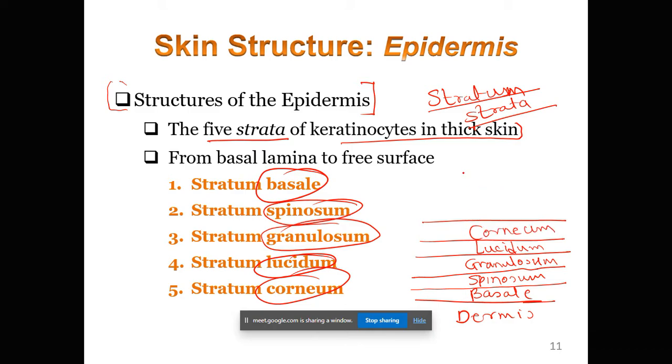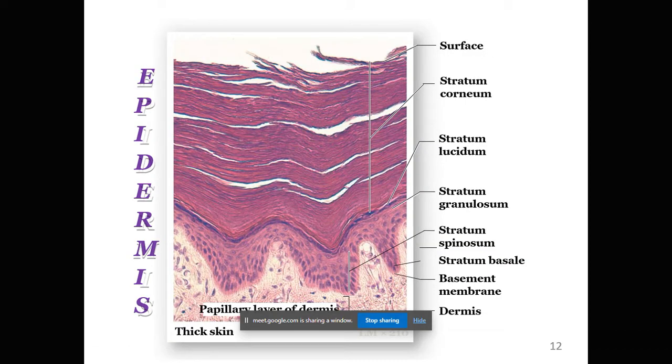Okay, so in case of thick skin, you will find all of these five layers, but in case of thin skin, the layer lucidum is not present, and the corneum is also thin. There are fewer layers in the corneum in thin skin as compared to thick skin. There are more layers in the corneum in thick skin. So this is the transverse section of the skin.